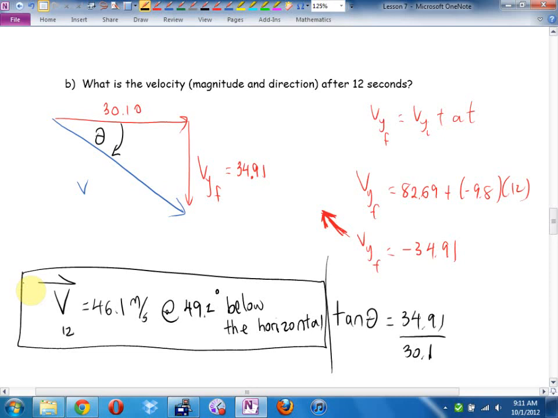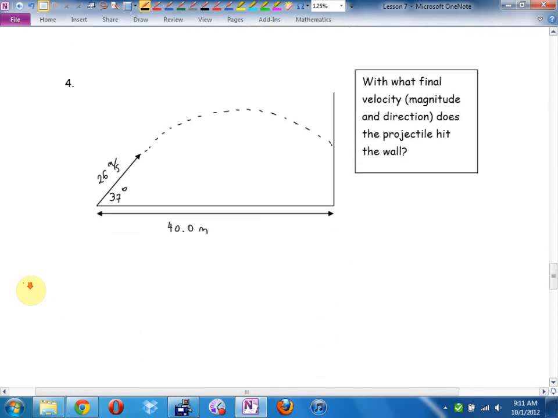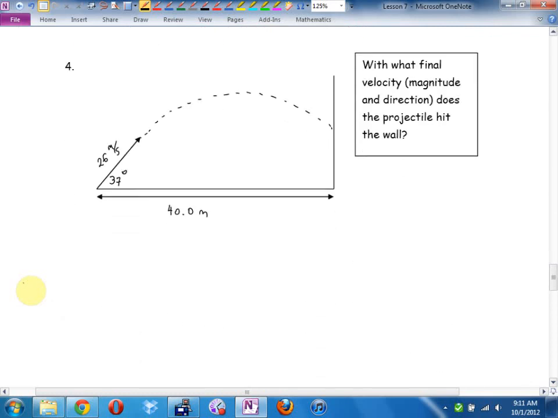This is the nasty one. I like this question. Number four. So we're continuing on with our theme of, hey, what's the final velocity? And hopefully by now you figured, oh, I'll use Vx. I'll have to find Vy final, and then it's doing Pythagoras and some trig.